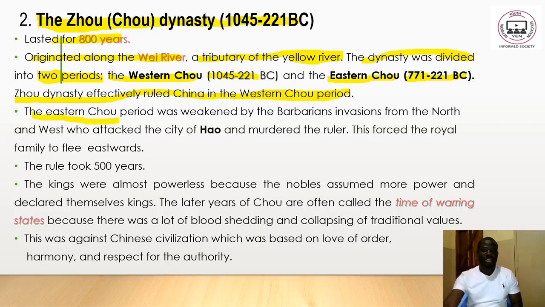The Eastern Chao period was weakened by the barbarians' invasion from the north and the west, who attacked the city of Hao and murdered the ruler of that Chao. So this forced the royal family to flee eastwards again. So they left that place. The rule took about 500 years. The kings were almost powerless because the nobles assumed more power.